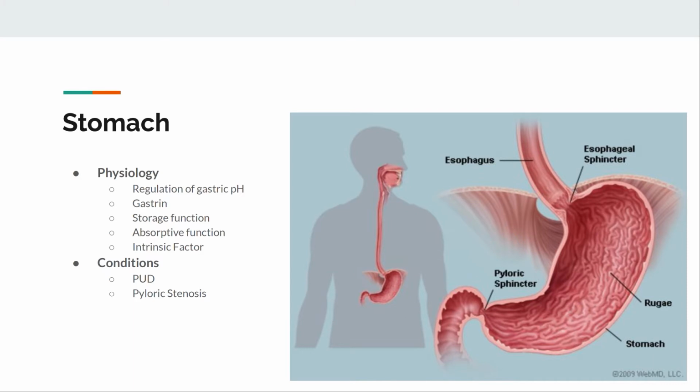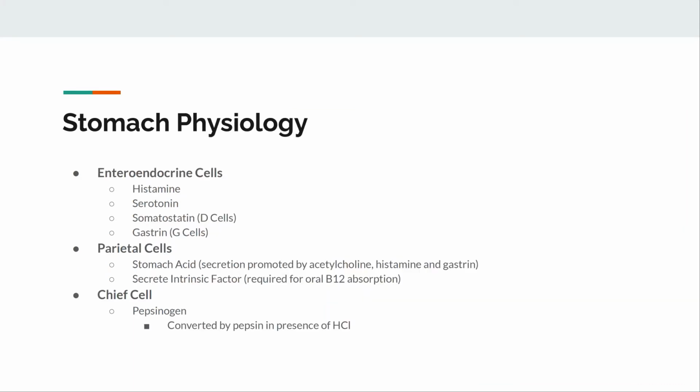Let's talk about the physiology of the stomach very quickly, and then briefly go over peptic ulcers and pyloric stenosis. In terms of physiology, there are a few different cells that are important to understand. There are the enteroendocrine cells, of which there's quite a few, and they release factors like histamine, serotonin, somatostatin, and importantly, gastrin. Parietal cells, which respond to these signals and produce stomach acid and intrinsic factor, and chief cells, which produce pepsinogen, which will then be converted to pepsin in the presence of the hydrochloric acid secreted by the parietal cells.